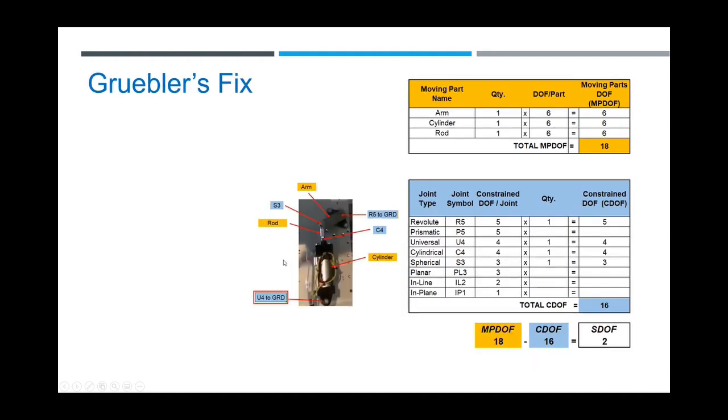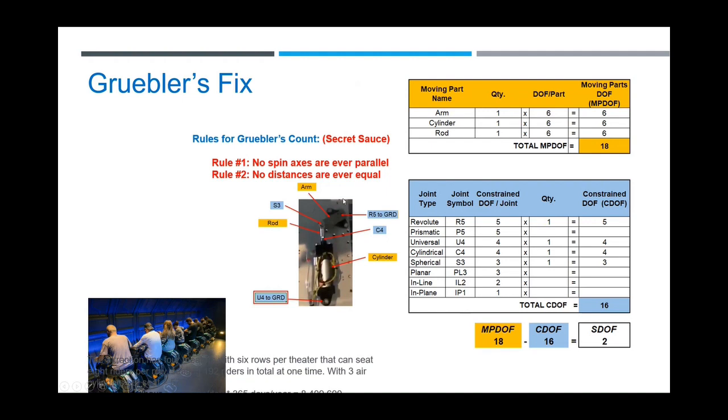And so the way you fix this is you want to let the C4, the cylindrical joint, slide and rotate. So you put a universal joint on this end. You do the math again, and you get a degree of freedom of 2. That means this can slide and this can rotate at the same time, right? Again, using these two rules.